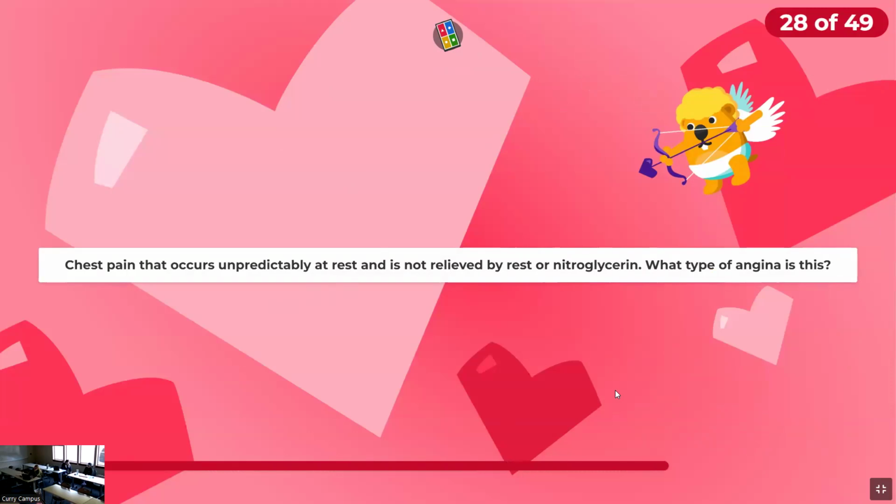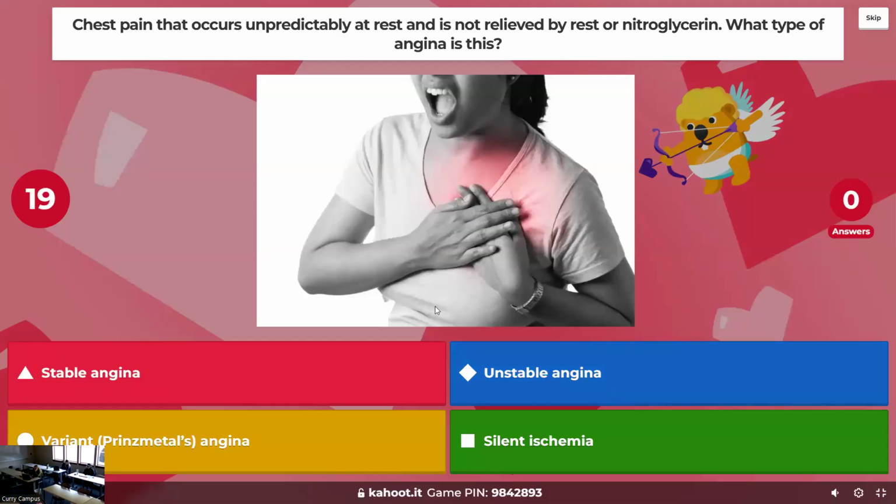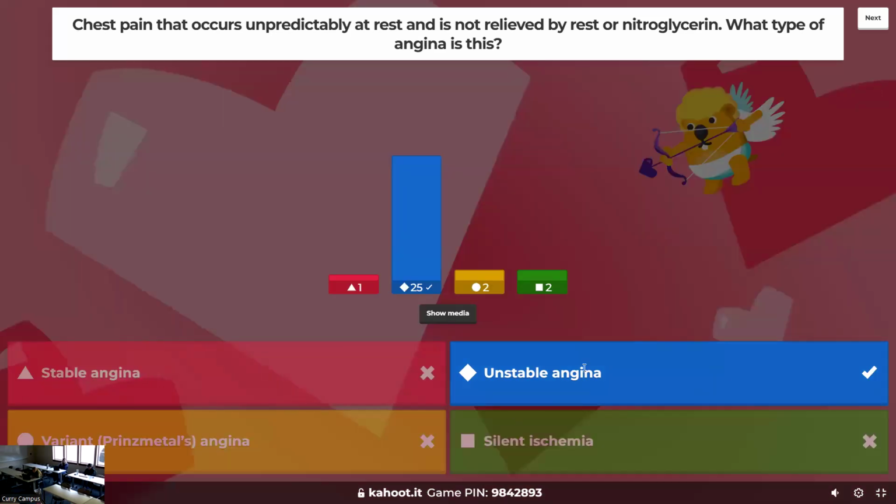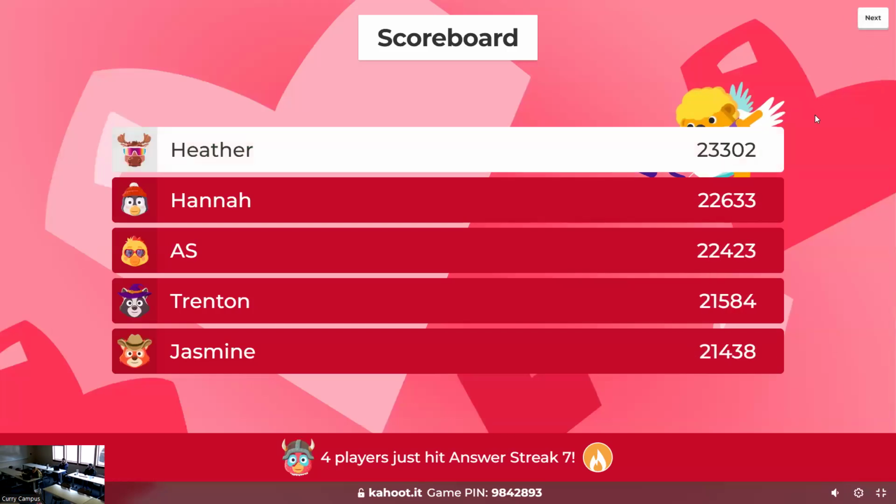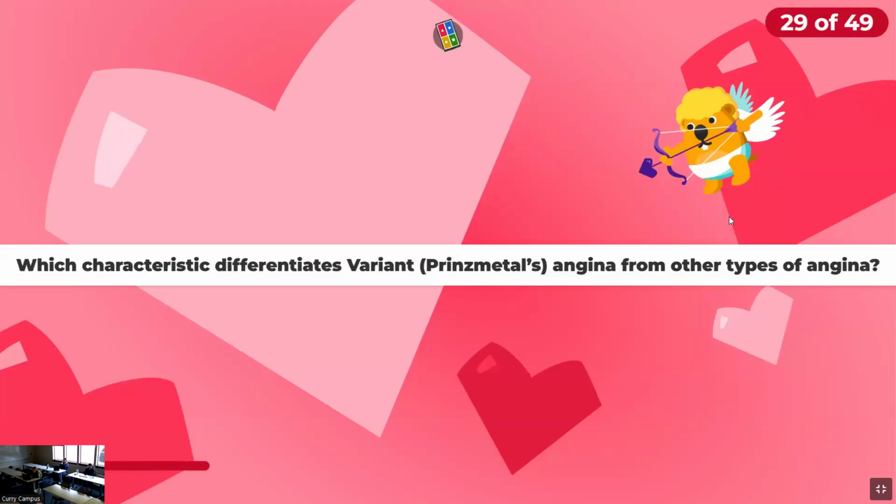Chest pain that occurs unpredictably at rest and is not relieved by rest or nitro. What type of angina is this? And the green is silent ischemia. Yellow is variant angina. Unstable angina. Good. So I think we're going to go to heart failure here in a few seconds, and we're going to skip this one.